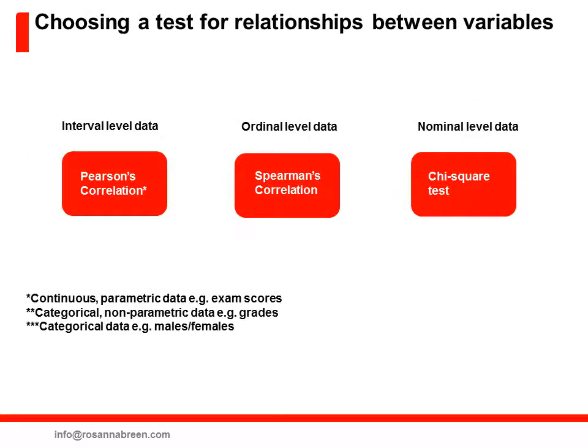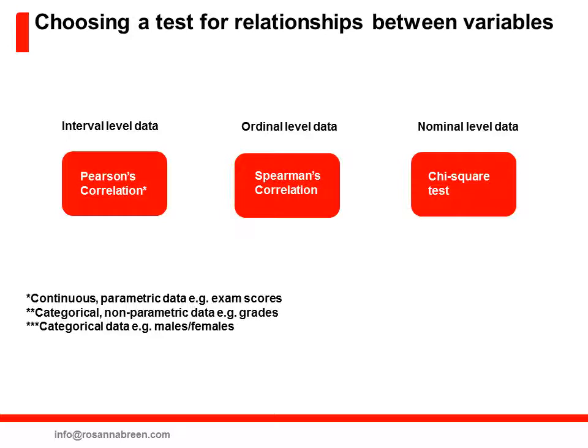So here is a slide that might be worth revisiting later or taking some notes on now. This helps you to choose a test for relationships between variables. If your data is interval level, then you use a Pearson's correlation. This data must be continuous, it must be parametric, for example exam scores. If you have ordinal level data, then you can use a Spearman's correlation. In this case, our data is categorical and non-parametric, so for example grades. And finally, if you have nominal level data, you use a chi-square test.